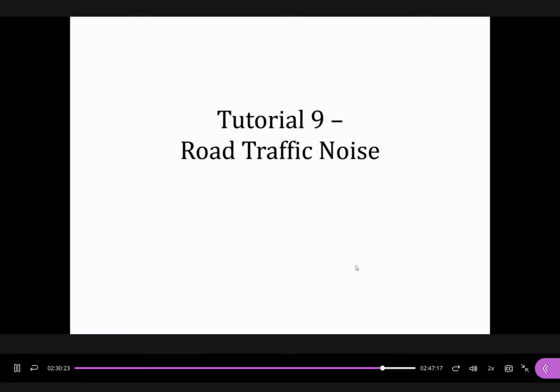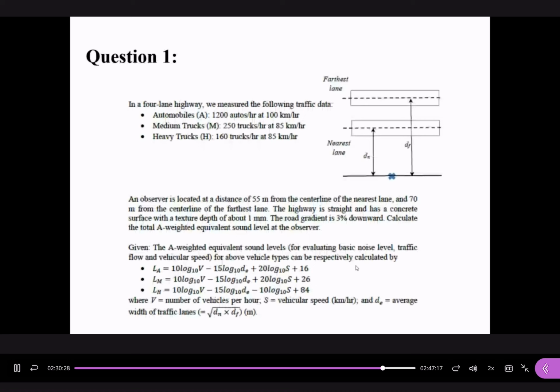Okay, let's compare the answers. For the first one, this is the situation. We have three different types of vehicles on this highway. This is a 4-lane highway. The farthest lane is here and the nearest lane is here. And how do we calculate the average width of the traffic lanes? We may make use of the equations as given in the questions. You can see that there are three equations here.